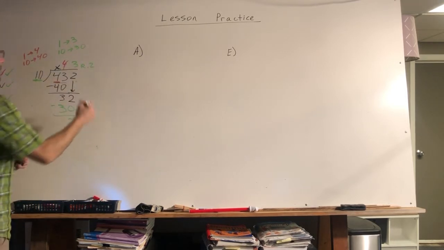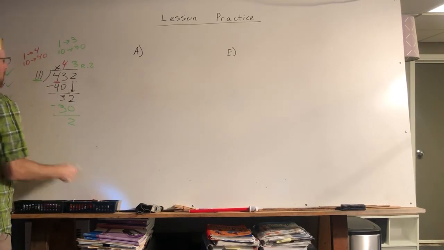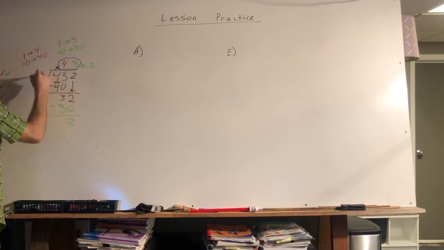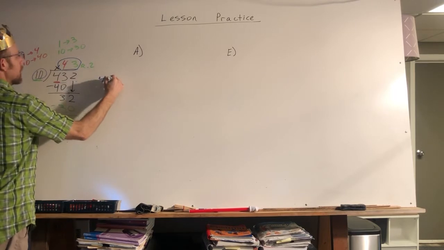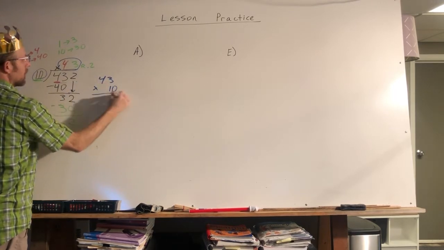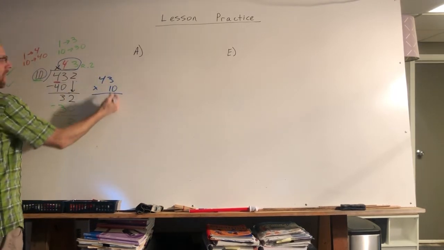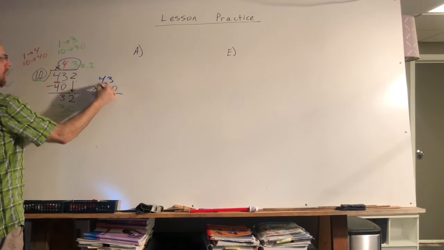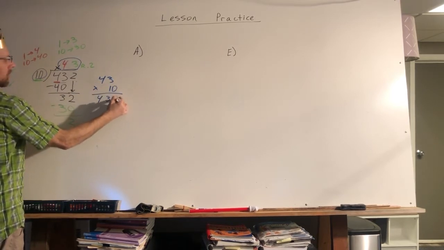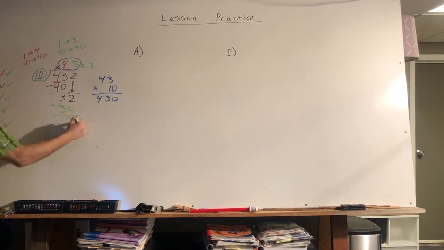And then you would check it. Okay, how would you check it? You would do 43 times 10. And remember, you can hang your 0 to make that easy. Okay, 1 times 3 is 3, 1 times 4 is 4, add your 0, and then we have to add our remainder.